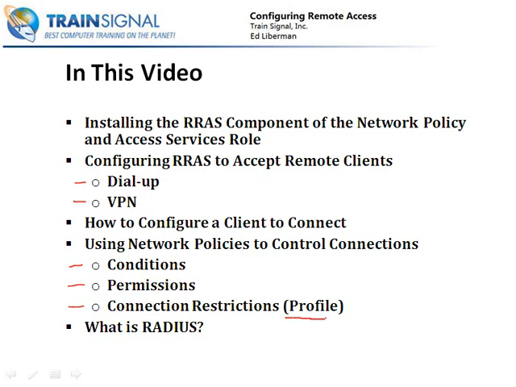Now, I put over here the word profile because network policies is taking the place of what was previously simply known as remote access policies. Remote access policies have been around since Windows 2000 and pretty much did the same thing as what today's network policies do, but the third component used to be called the profile. So if you've ever worked with remote access policies before, the connection restrictions of the network policies is the same as the profile of the old remote access policy. But anyway, whatever you want to call it, connection restrictions or profile, what it does is just what it says. I think connection restrictions is a much more intuitive term, because it is just that. It sets restrictions on the connection. We'll look at what some of those restrictions are.